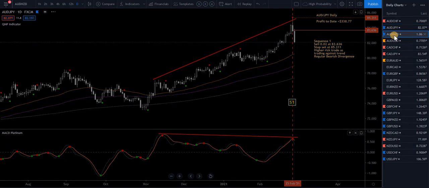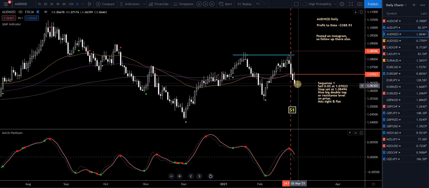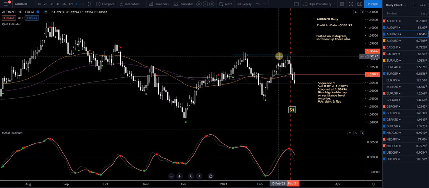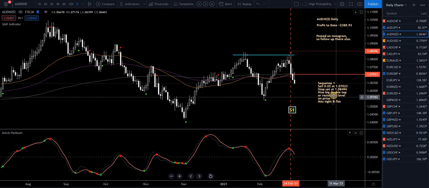All good. Aussie New Zealand, again, in a sell trade, nice double top here, or resistance level.